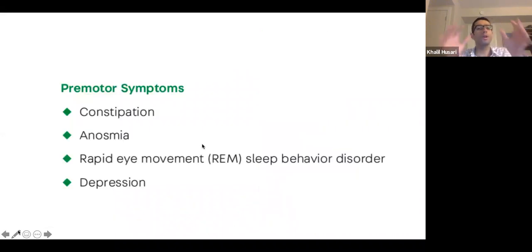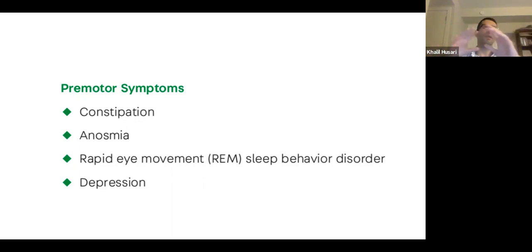We have also pre-motor symptoms. So now we think of Parkinson's disease as having this preclinical phase, in which most patients complain of constipation, anosmia, so lack of smell, and rapid eye movement sleep behavior disorder, which, you know what they are, which is lack of atonia during REM sleep.